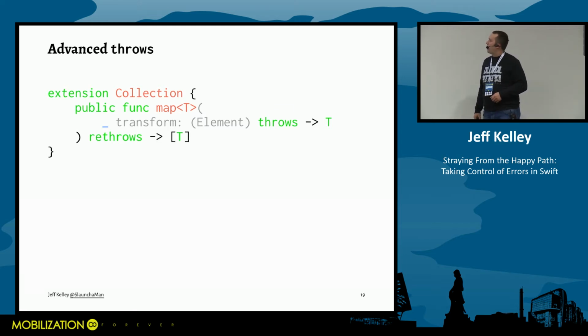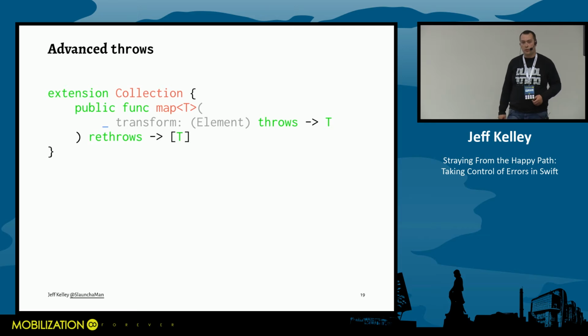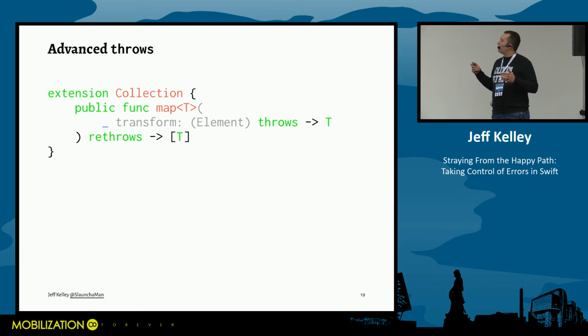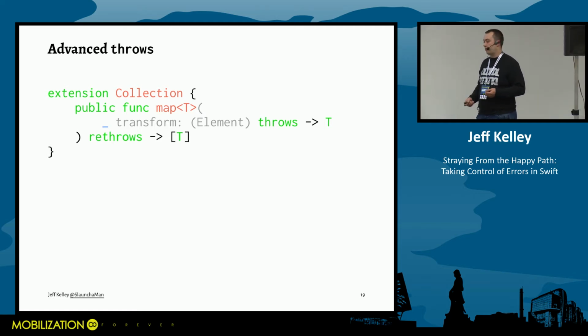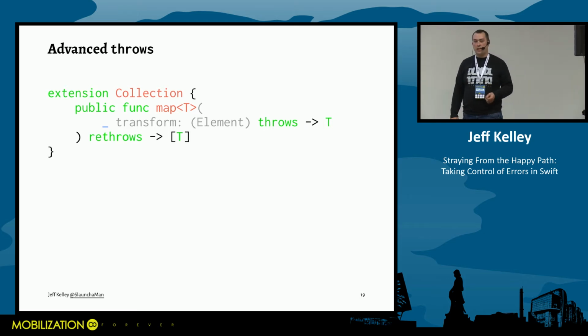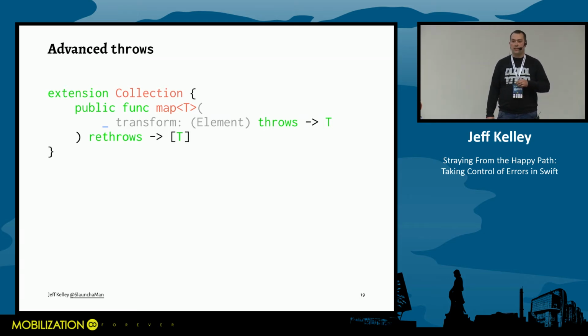So here we have map, which is a common collection method most people have used. And this one, the closure itself takes an element, gives you back this T generic type, and it can throw. So maybe you're trying to map strings into integers, and if that conversion fails, then it throws an error. So what map will do, it uses this rethrows keyword. And that's a guarantee from map that the only time it's ever going to throw an error is if what you passed into it can throw an error.